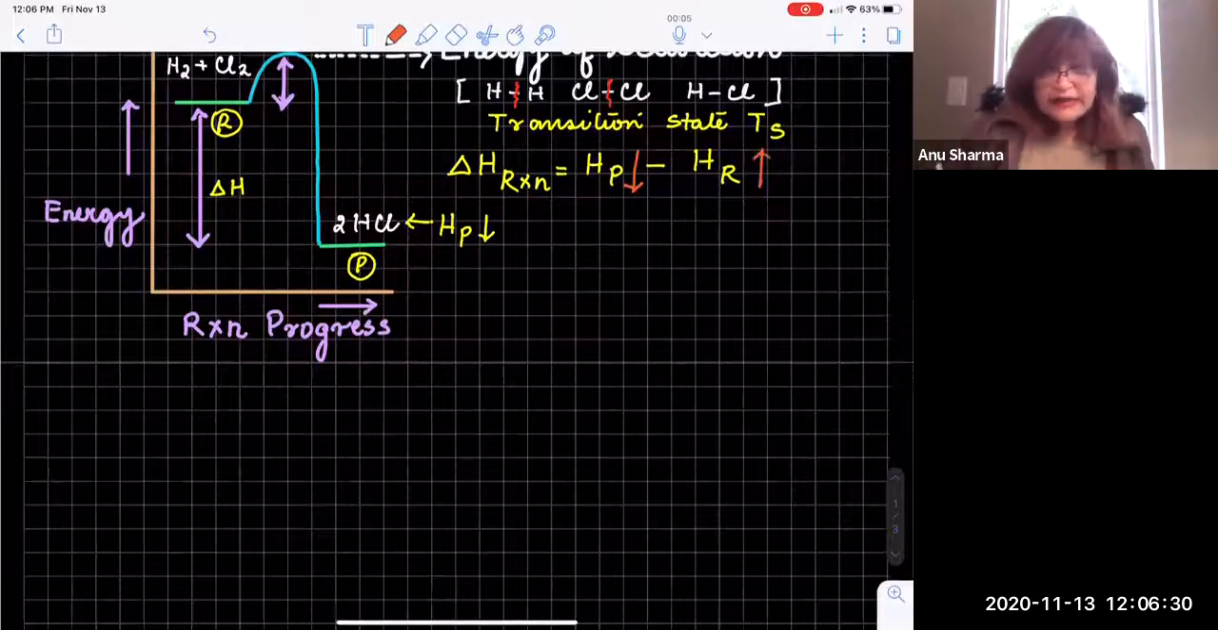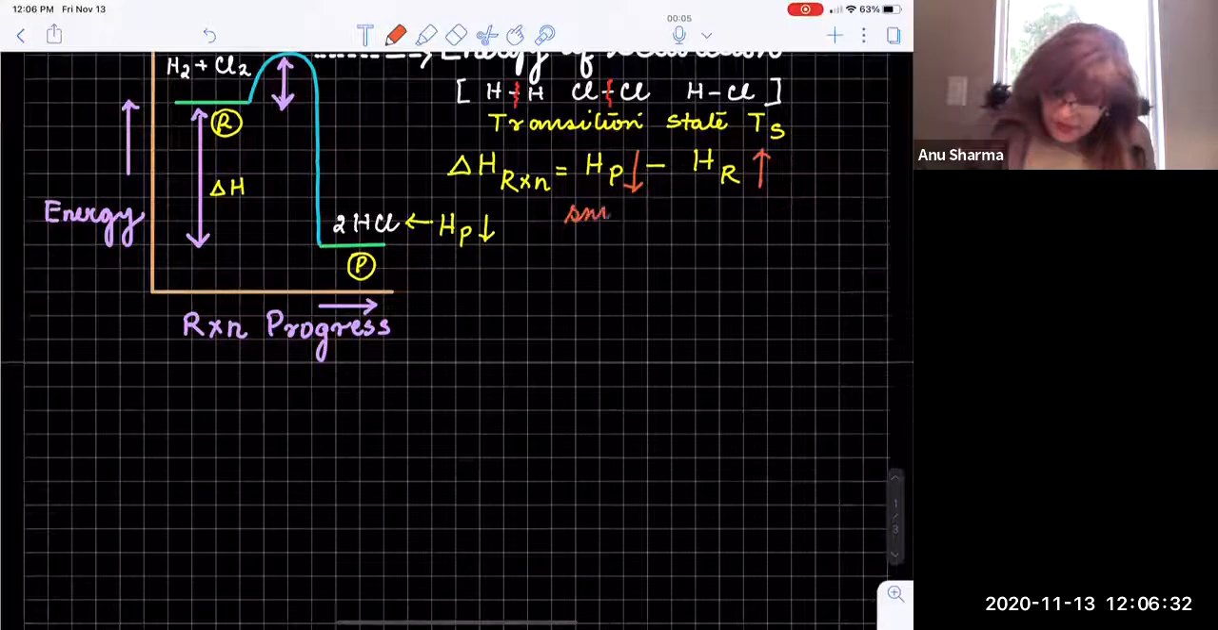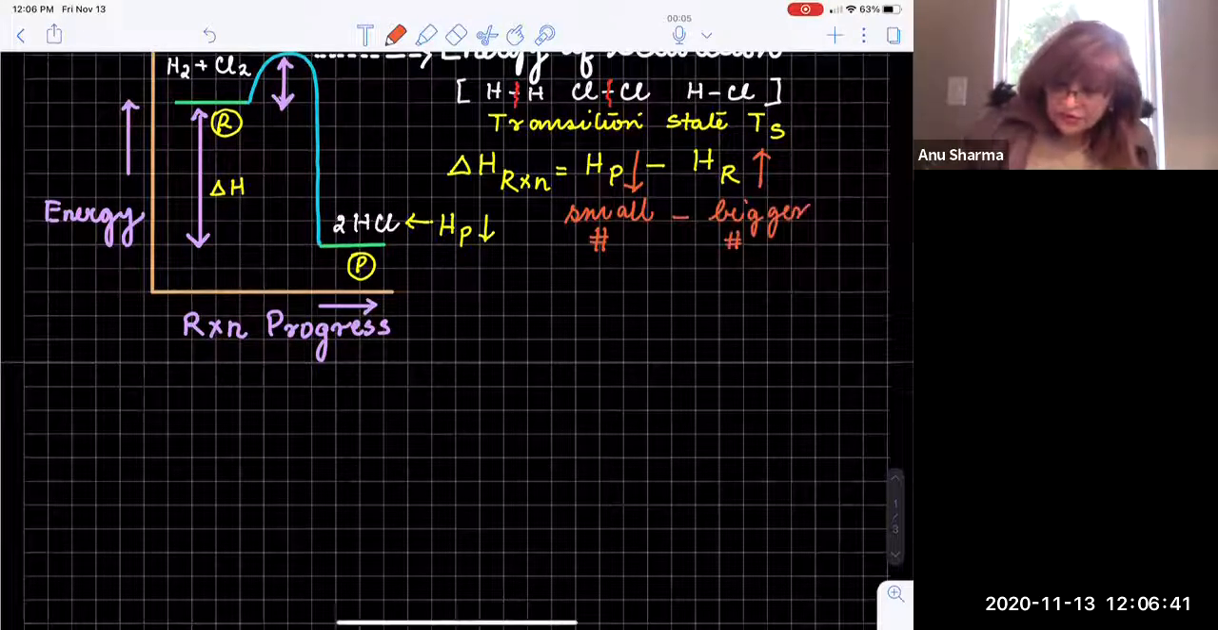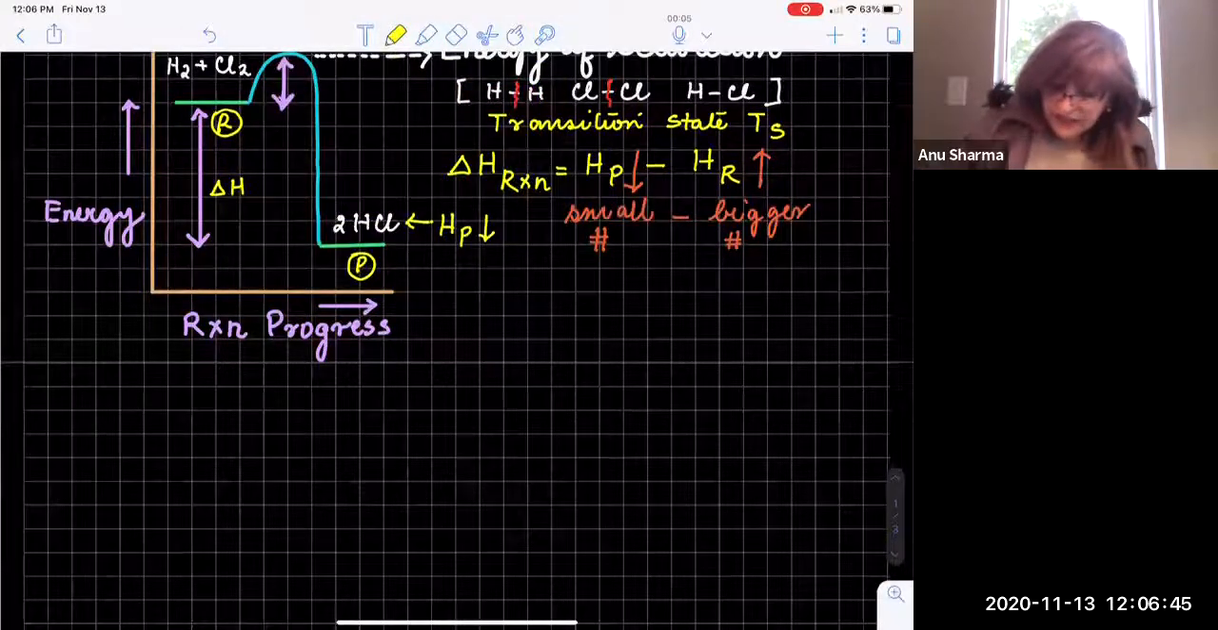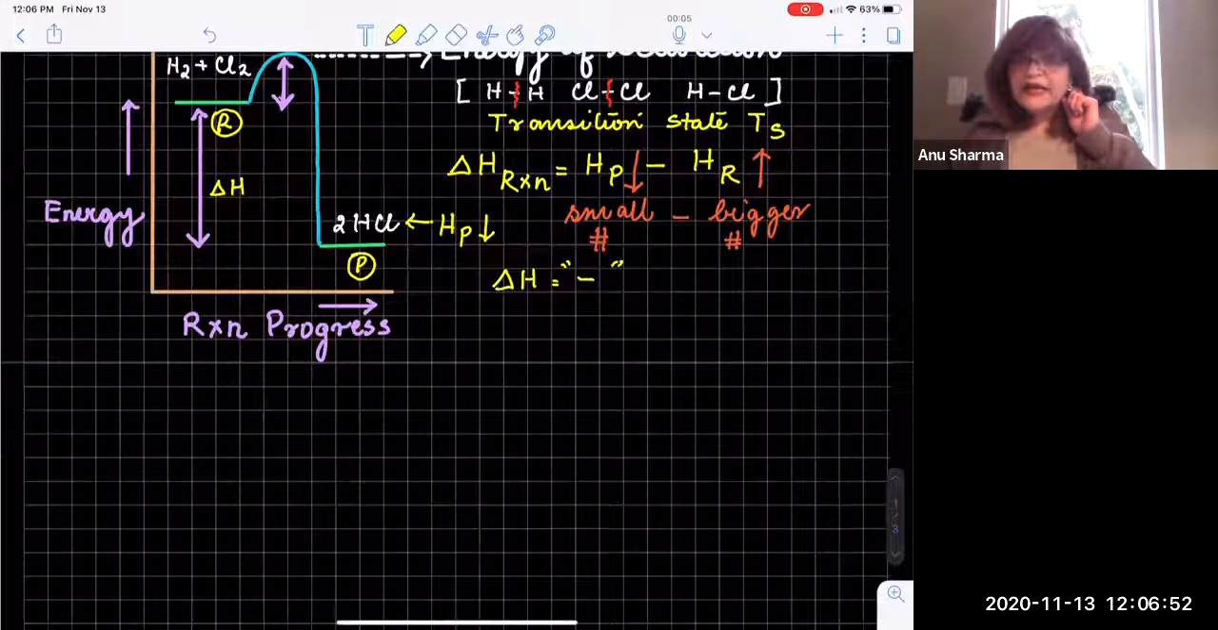So mathematically, when a small number minus a bigger number or a larger number, what happens? Your sign is going to be negative. So therefore, the value of delta H comes out to be negative. Okay, so it would be a negative number.